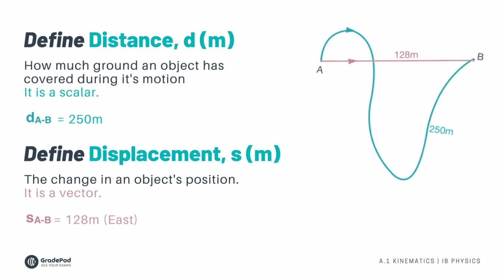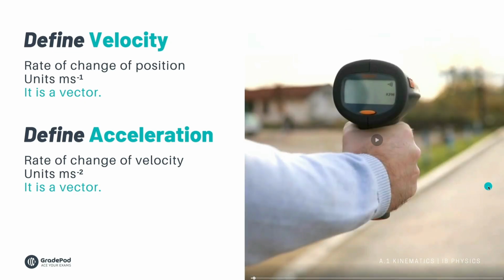The displacement is defined as the change in the object's position. You can see it's changed position from A to B, and the value of that displacement is 128 metres, but because it's a vector, we also have to give the direction. East. If you don't know what a vector is, head to math skills.